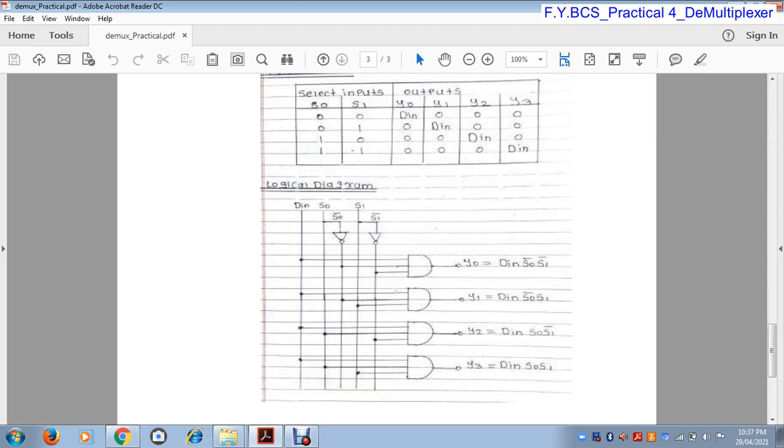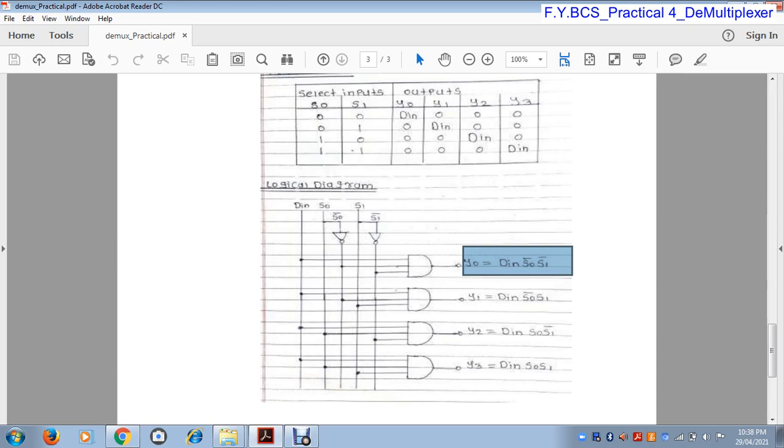Now this is the data input. These are the two select lines S0 and S1. This is S0 and this is S0 bar. This is S1 and this is S1 bar. Here we connect a NOT gate to invert S0, and another NOT gate to invert S1. For Y0 the inputs are S0 bar, S1 bar, D in. So first D in, then S0 bar, then S1 bar.